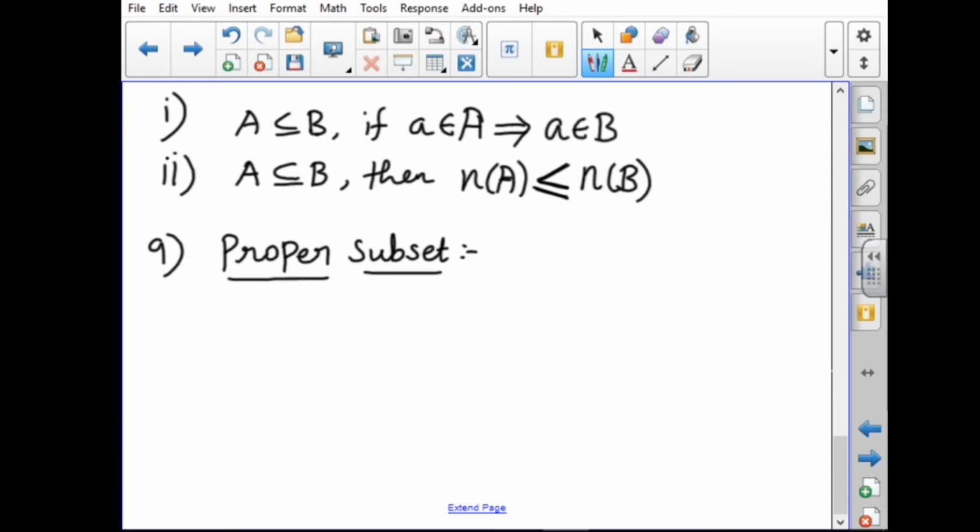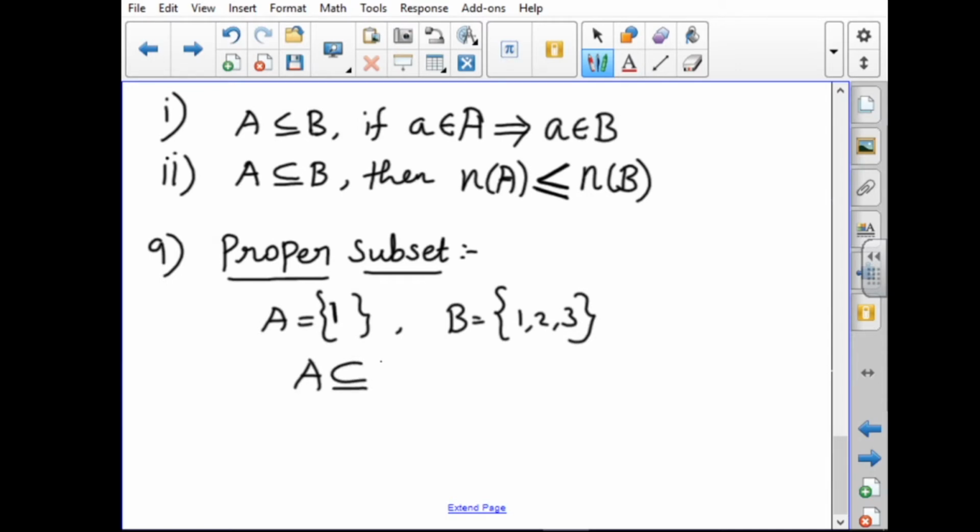What is the difference between the subset and proper subset? Every set is a subset of that original set. For example, A is equal to the set {1} and B is equal to {1, 2, 3}. So that set A is a subset of B. A is a subset of B. It's not equal to B set.